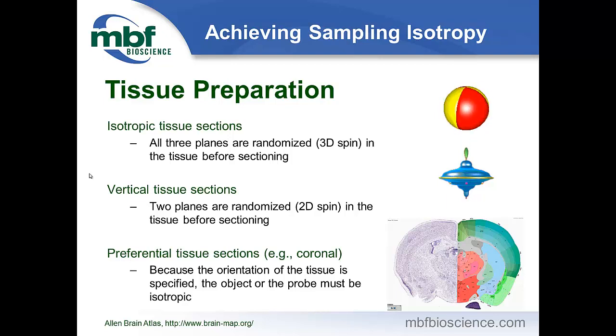If you see a top spinning, it means that you had to go through the trouble of randomizing 2 planes of your tissue section. And if you see the spinning beach ball, it means that you actually had to spin your tissue section, and so it's random in 3 planes.